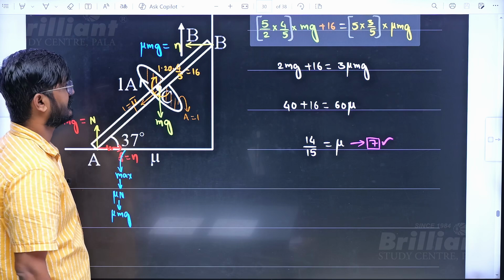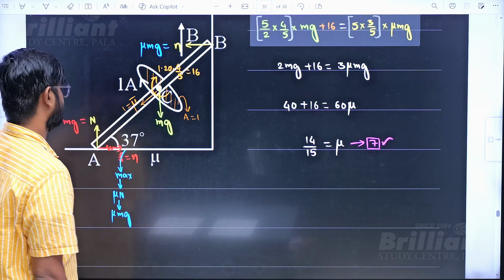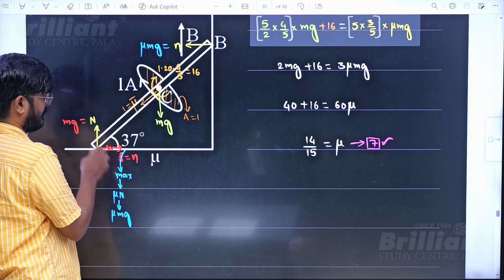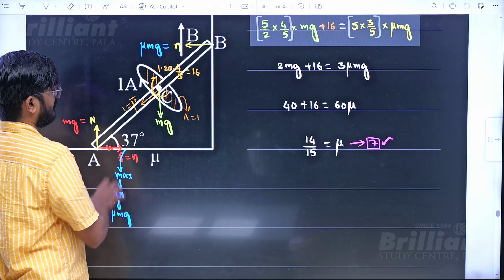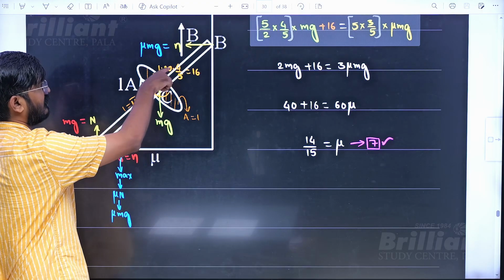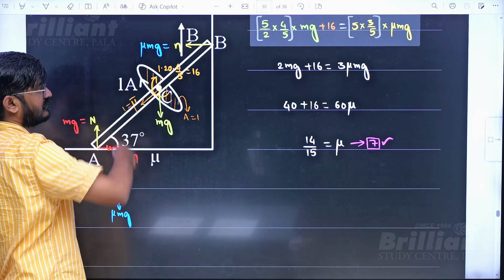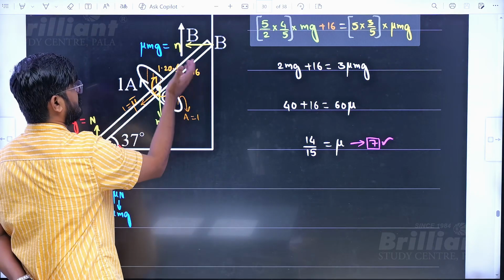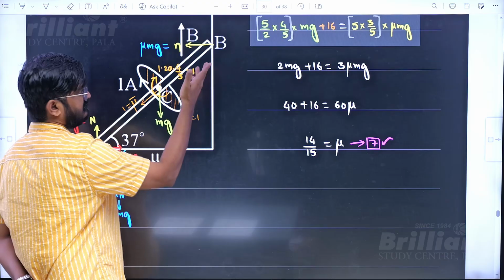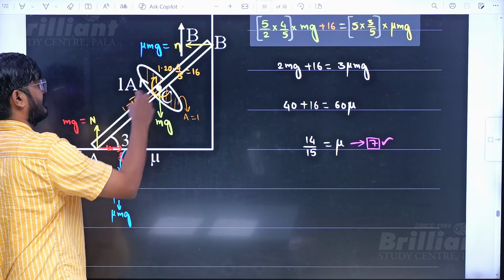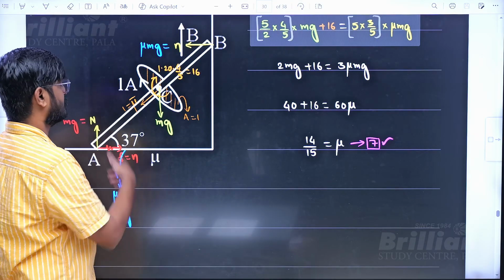Now the only thing is I need to make torque 0 about any point. I will take torque 0 about this point so that I can eliminate these two easily. And torque because of mg is this way, which is clockwise. Torque because of the magnetic thing is also clockwise. So these two torques about this point will be adding up, and torque because of this is anti-clockwise, when they will be equal, right?